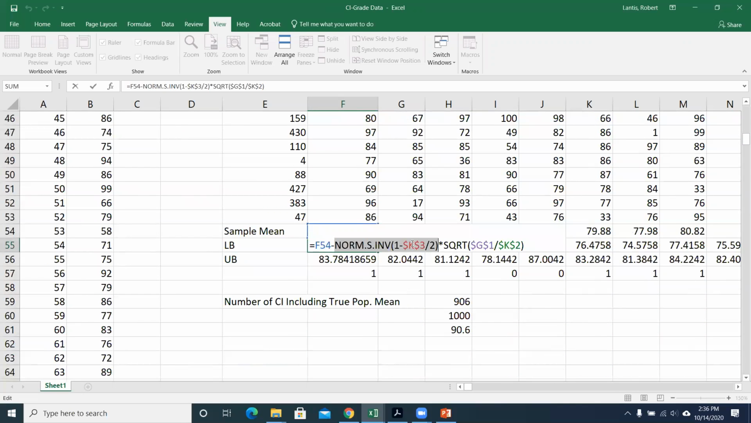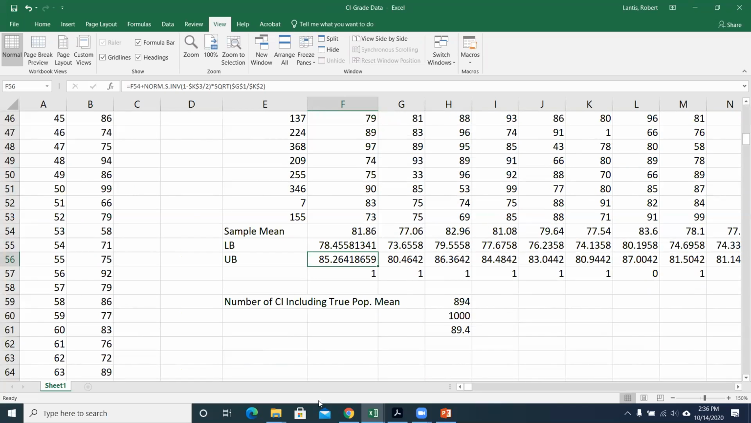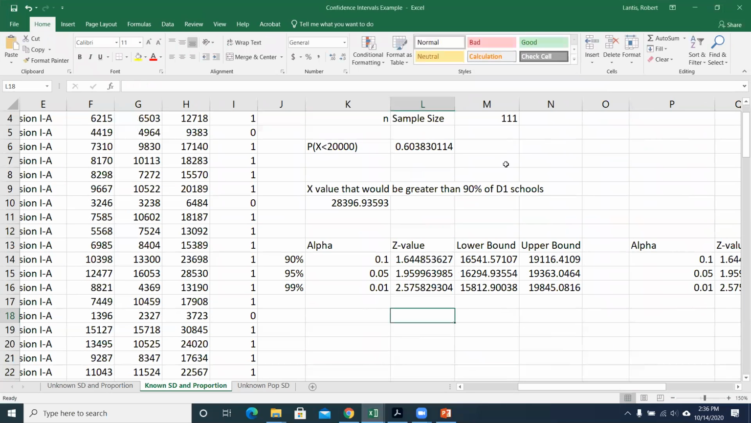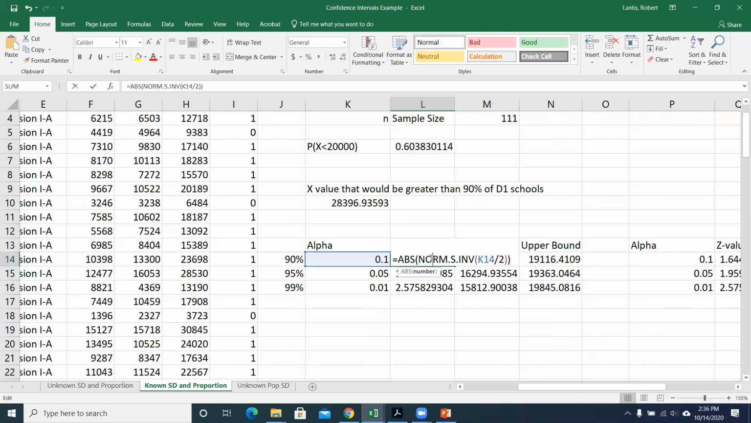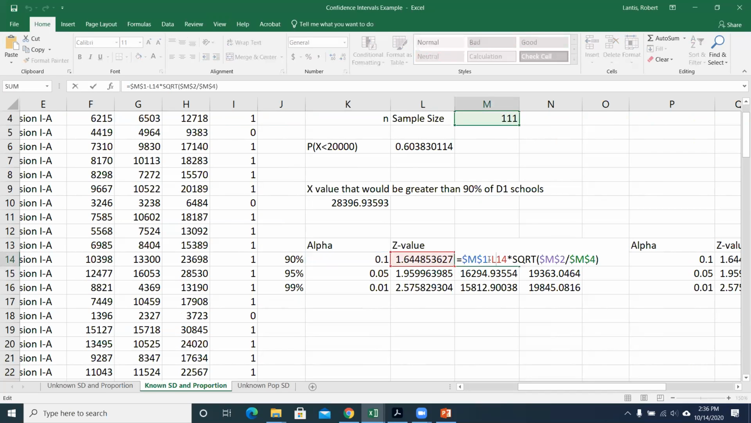Now, I want to show you here. I'll go back to the other file for just a second. Instead of finding this z-value first and referencing it with a cell reference, I could have just taken this and put it all into one line. And I get the exact same value. So I'm just substituting there, cutting out an intermediate step.